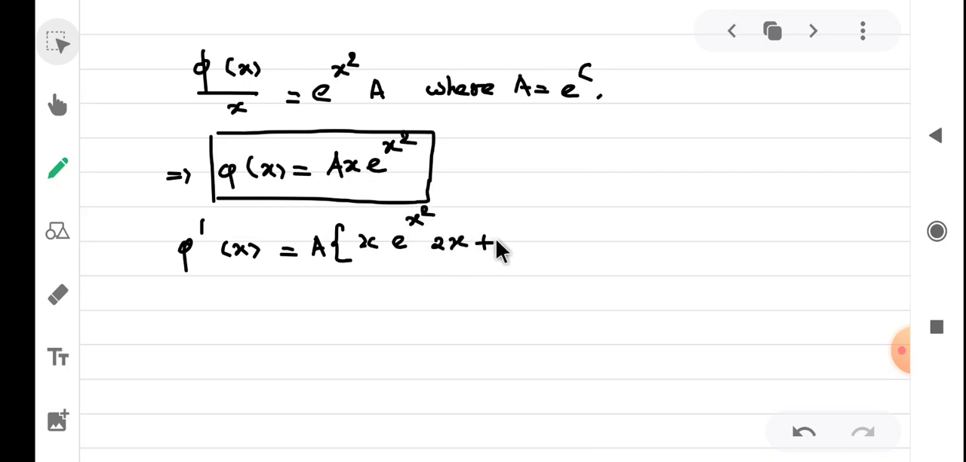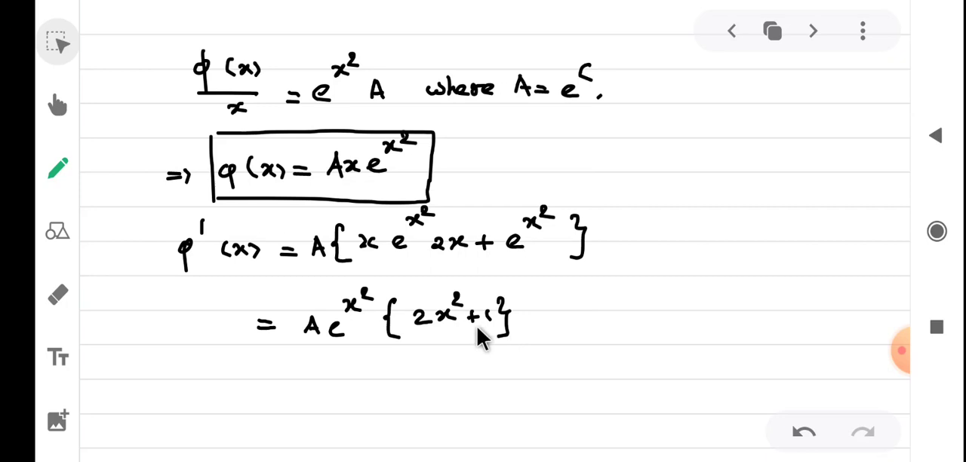Next, plus keep e power x square as it is, differentiate x, I will get 1. So it will become a into, here e power x square, here also e power x square. Bring outside, it will become 2x square plus 1. This is my phi dash of x.